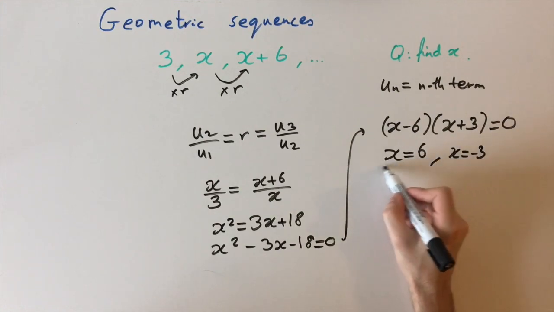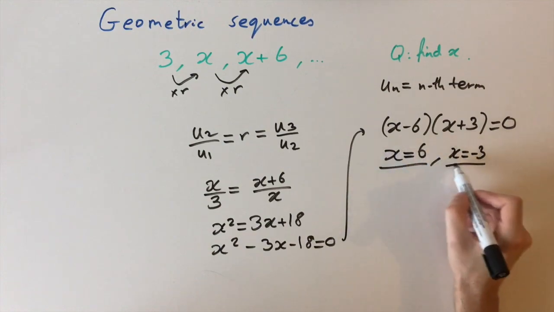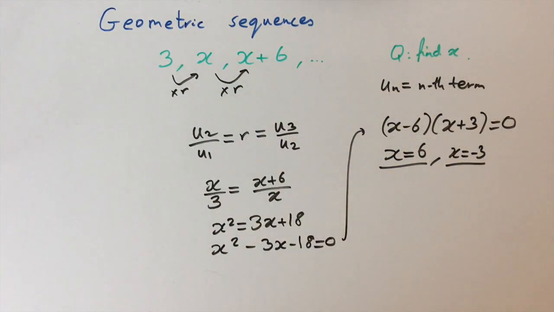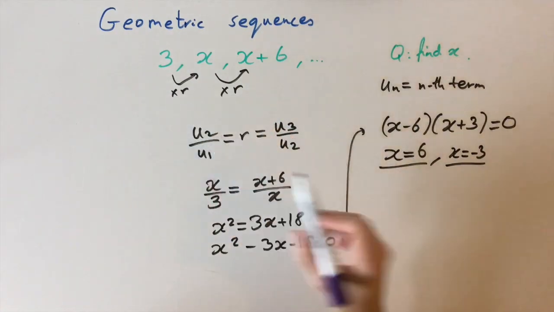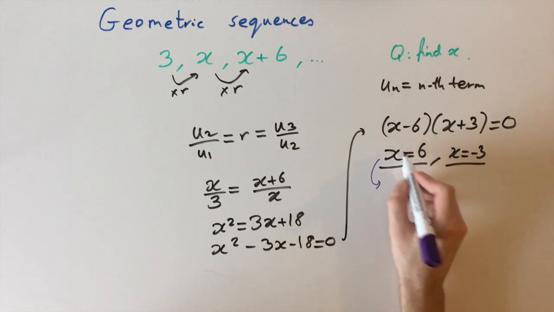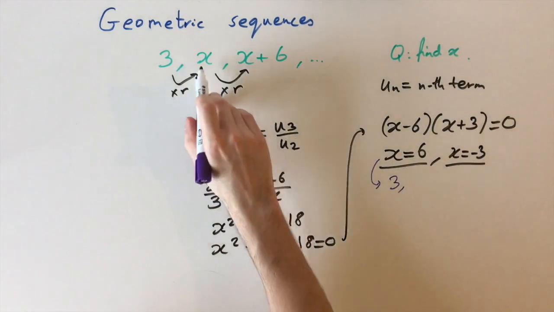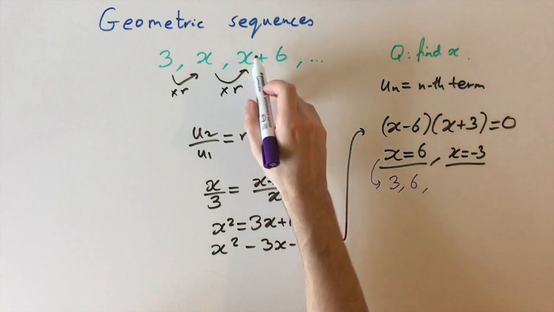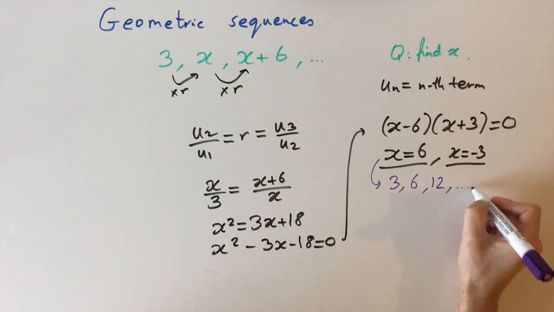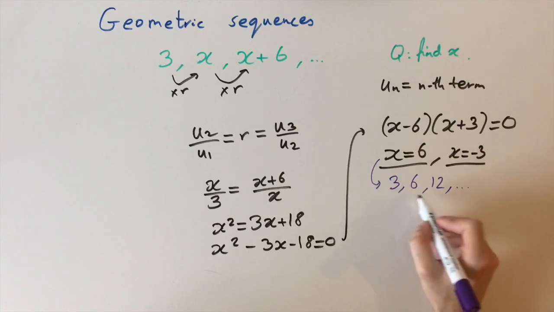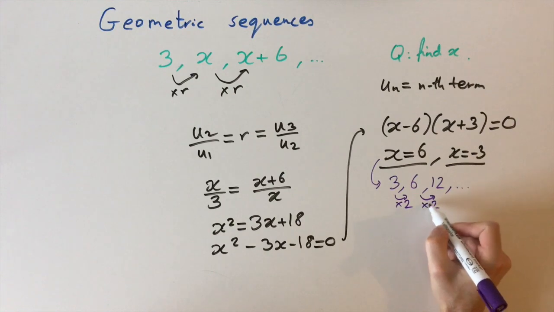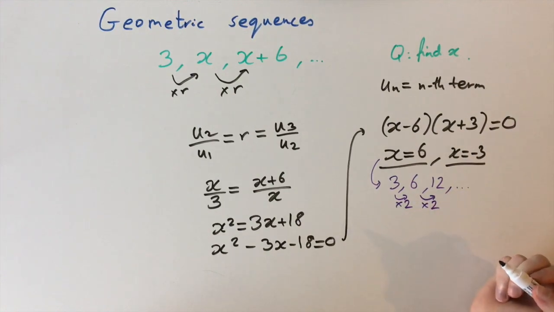Just to recap, these values of x are the only times when this sequence would be a geometric sequence. We can actually think about plugging these numbers in to see what they'd give, just to double check. If we look at the first one, x equals 6, we have 3, then x is 6, and then x plus 6, so 6 plus 6, which is 12. This carries on like this, and we see that this time the ratio is 2, so we multiply the numbers by 2 every time. This is a geometric sequence, which is nice.